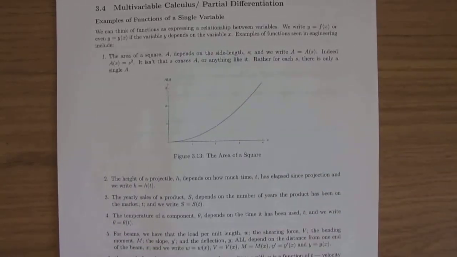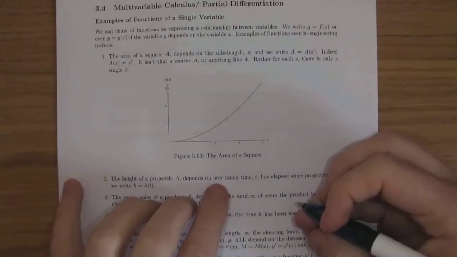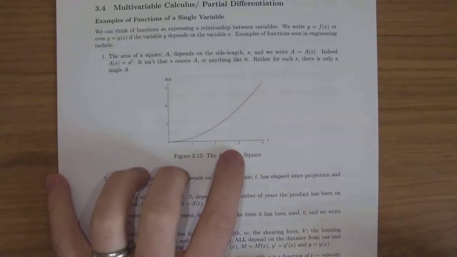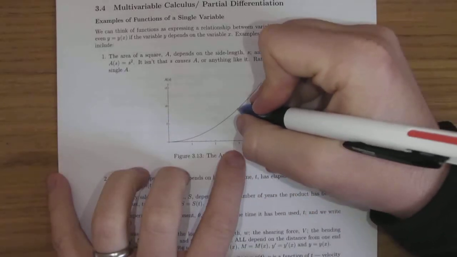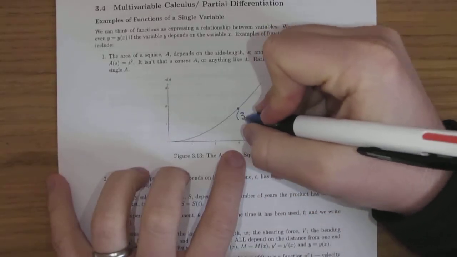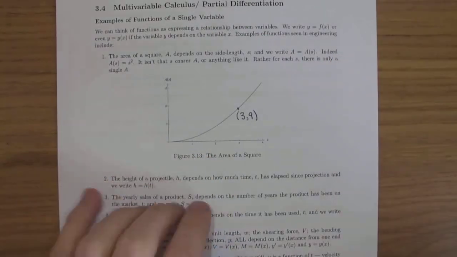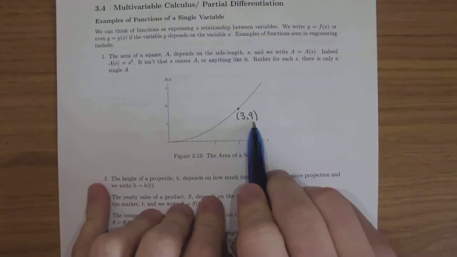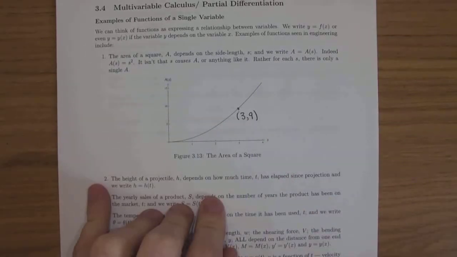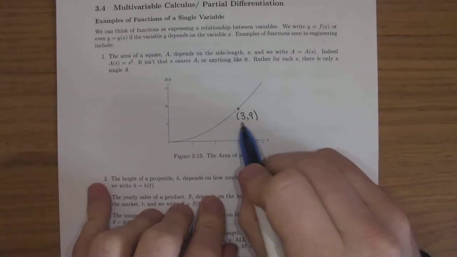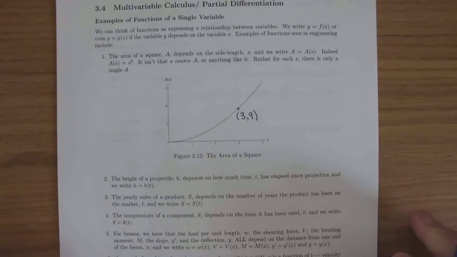And when you're graphing these functions, in fact, the graph of a function is defined as all the points of the form (input, output). So for example, 3 in, 9 out. This is the side length, this is the area, and the area depends on the side length. The area is a function of the side length. You put 3 into the area function, you get out 9.